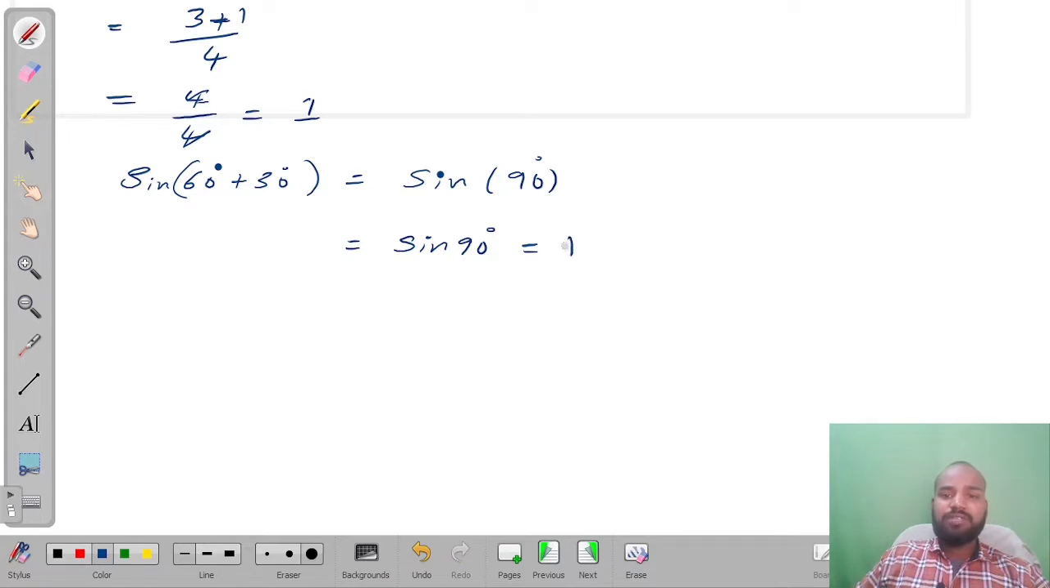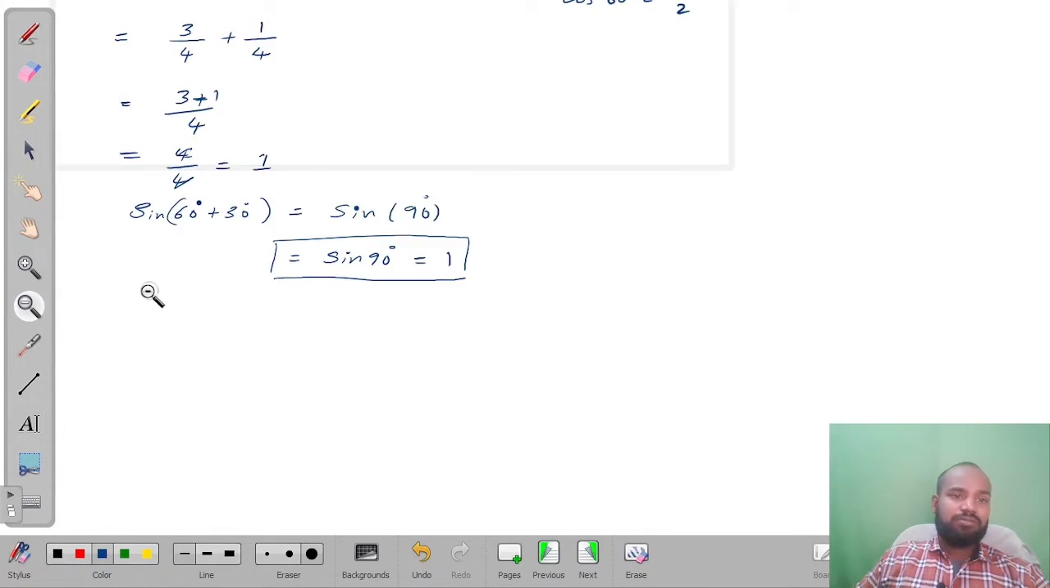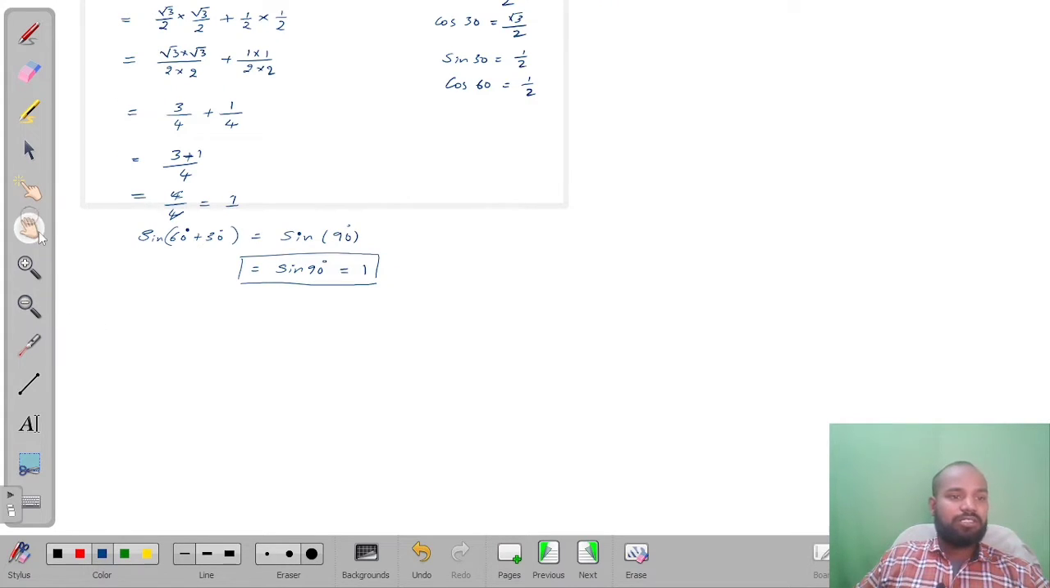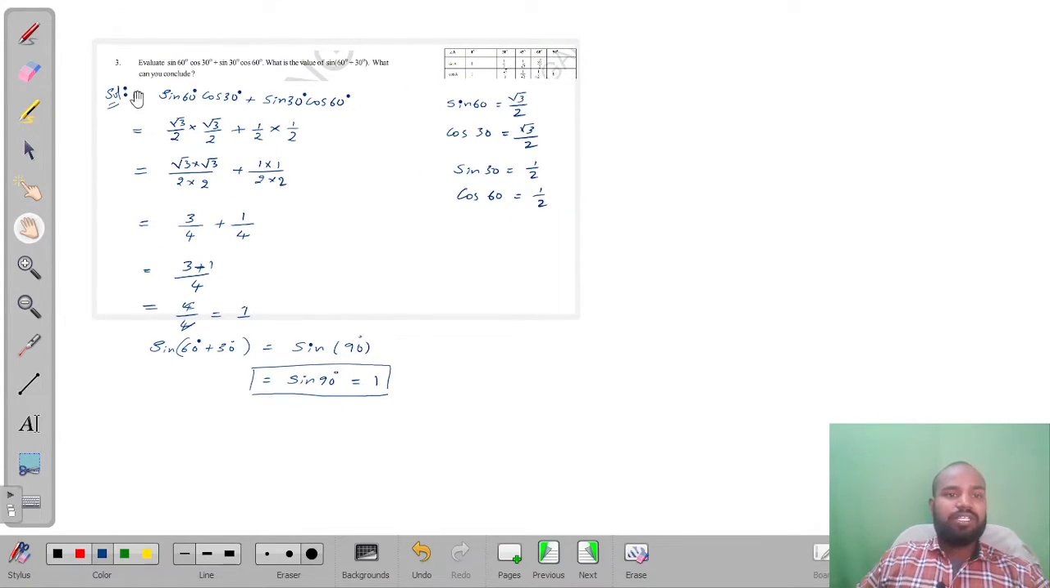Sin 90 is 1. So what we can conclude from this here, so I am minimizing this one. Yeah, it's enough. See now, what we conclude here. At last he is asking us what can you conclude, right? So by this we can conclude that, yeah, we can conclude that one.